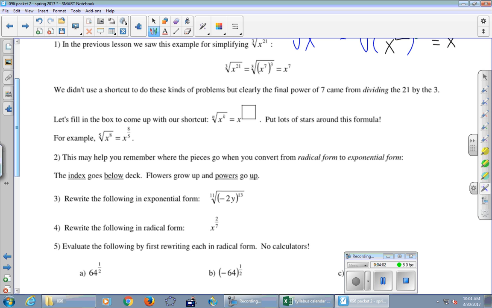So let's fill it in right here in this box. Nth root of x to the k. I know it's going to be a divide those two things, the n and the k. Just got to put them in the right order. Which one's on top? It's k, right? K divided by n. It says put lots of stars around this formula. We're going to be using this one a bunch.